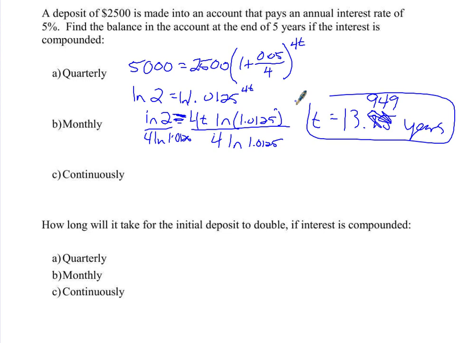So let's go ahead and do monthly and continuously. For monthly, it's 13.8918, so 13.892. So for monthly, all you had to do was change the 4 to a 12 and the 4 to a 12, but that changes this number right here. That's what you forgot to do probably.